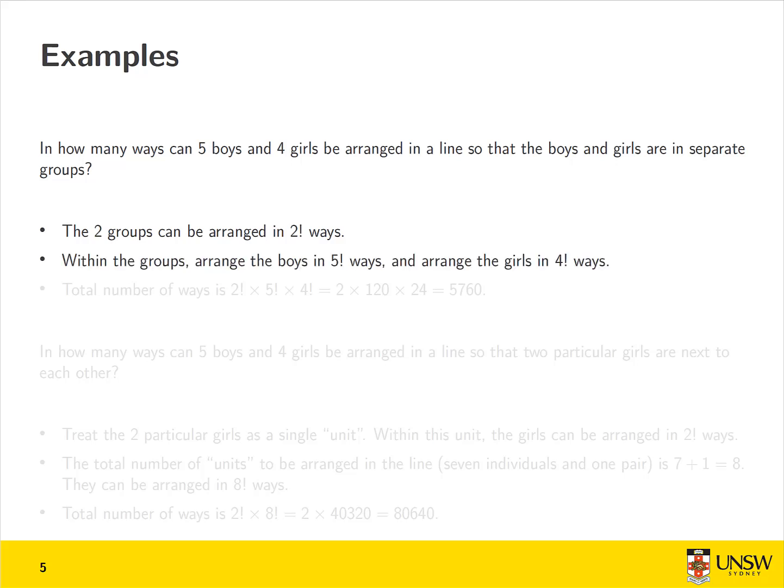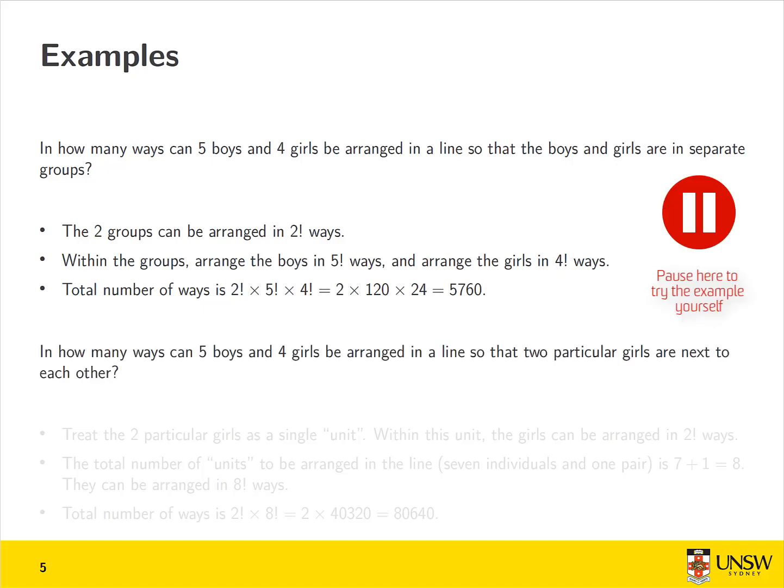Then, within the group of boys, we can arrange all 5 in any order, and within the group of girls, we can arrange all 4 in any order. So the total number of arrangements is given by 2 factorial times 4 factorial times 5 factorial, or 5,760.